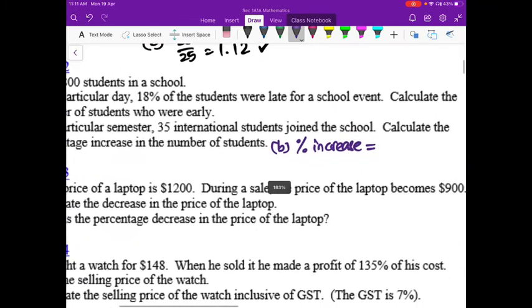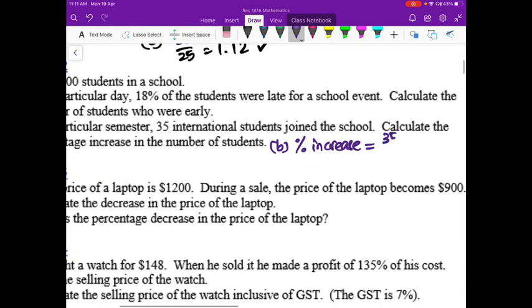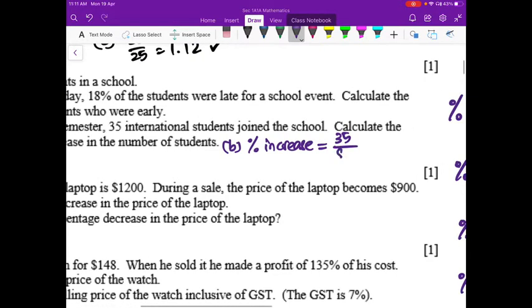35 out of 800. Okay, 35 out of, what is the original? Is it 800 or 835? 800. Okay, correct. So 35 divided by 8, 4.375%. Should we round it off to 3SF? No need. It's exact. Leave it. No need to round off.